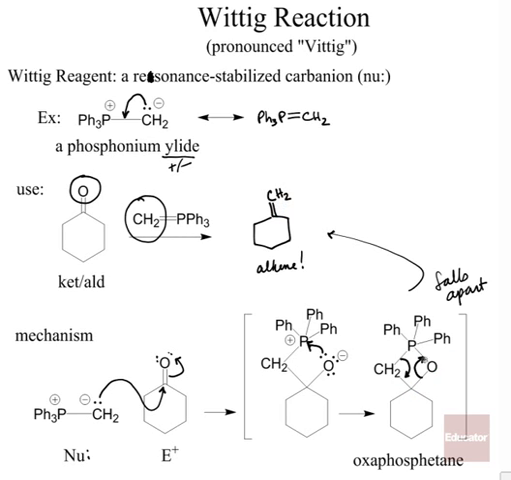And what else is formed in this reaction? We get a phosphorus with 3 phenyl groups on it and a PO double bond. So we get this triphenylphosphine oxide as a byproduct of our Wittig. This is something that we can separate, we can filter off, and we're left with an alkene product.